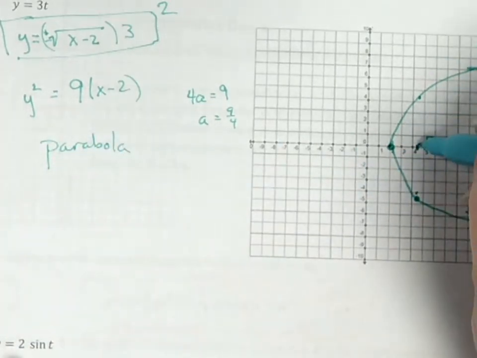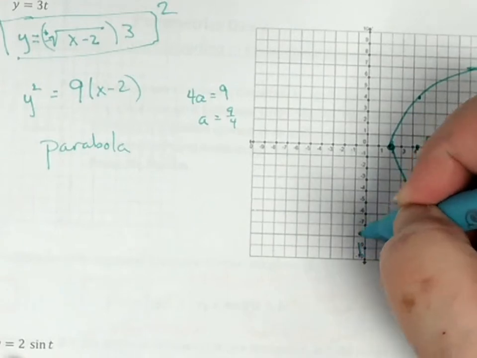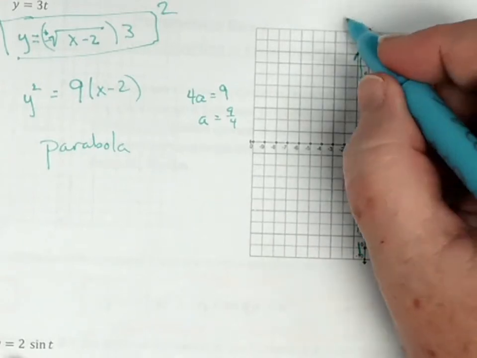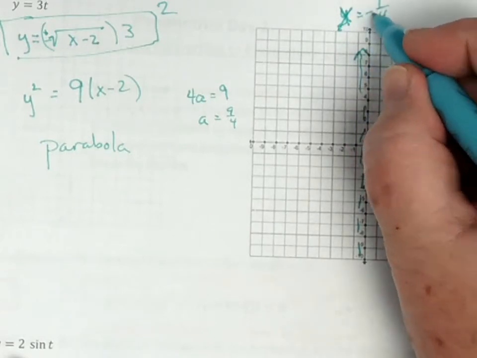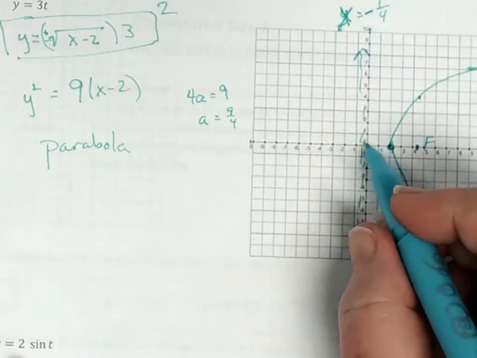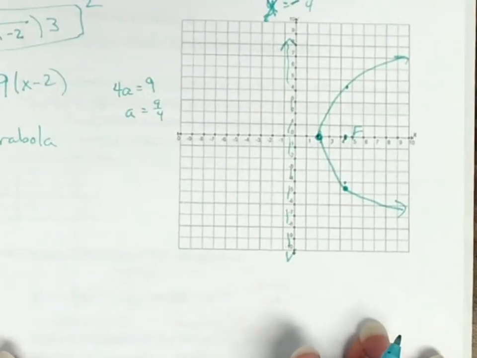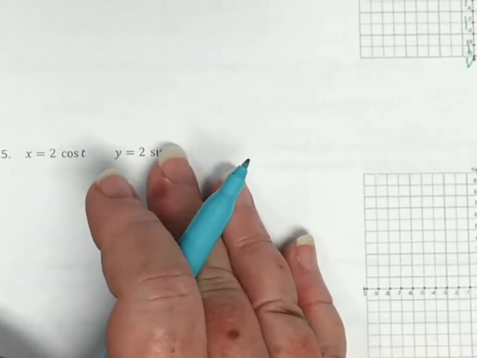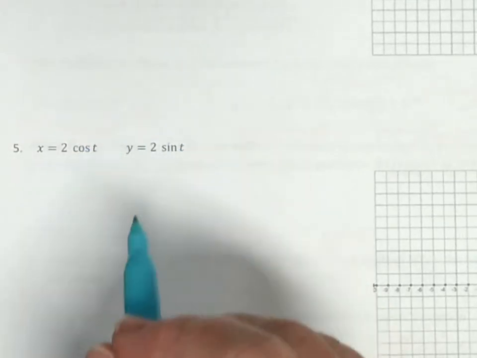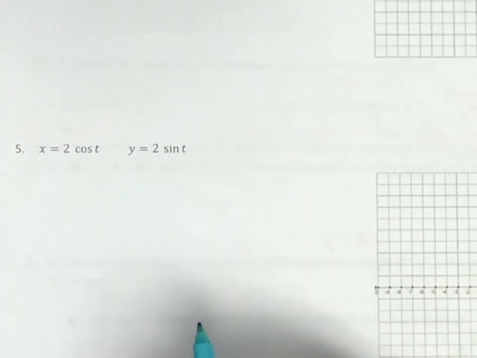And the directrix would be 2 1/4 units back. There's my directrix right there at x equals negative 1/4. Okay, 2 1/4 back. All right, next problem. This is different completely. This is cosine and sine. Whenever you see this, you are going to do something completely different.